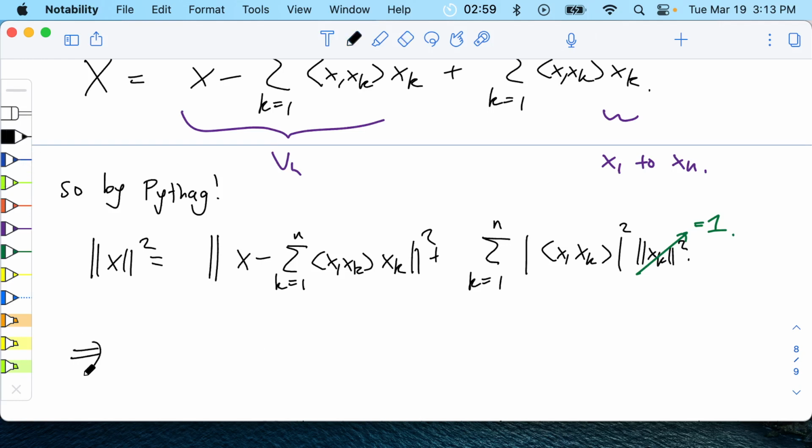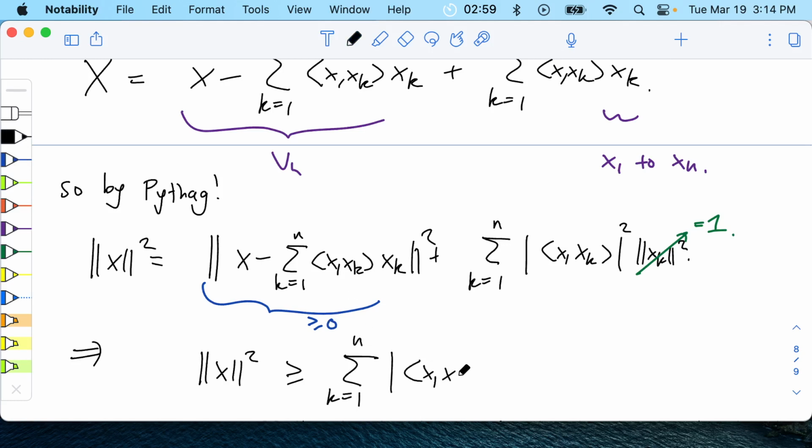And therefore, this is the thing that people use sometimes, that this is always greater than 0, because it's the norm of something squared. So the classical form is to say that the norm of x squared is greater than this sum, k equals 1 to n of xk squared. This is Bessel's inequality. Some people call this line Bessel's equality, and some people call this one the inequality.